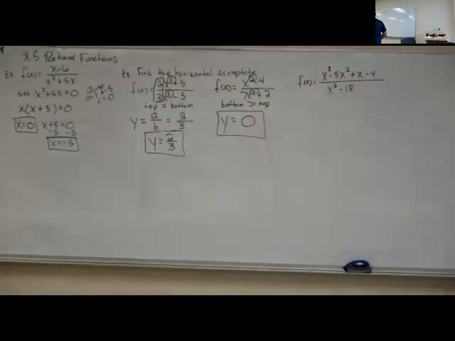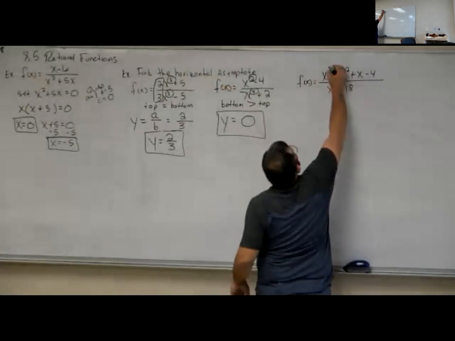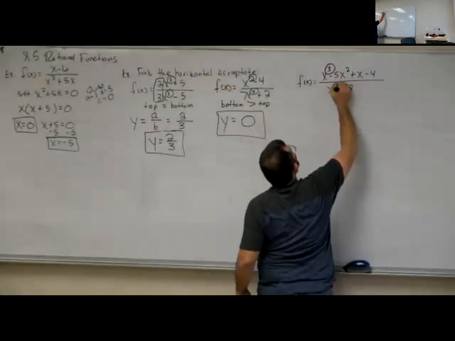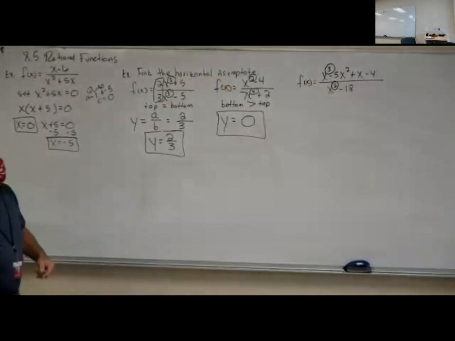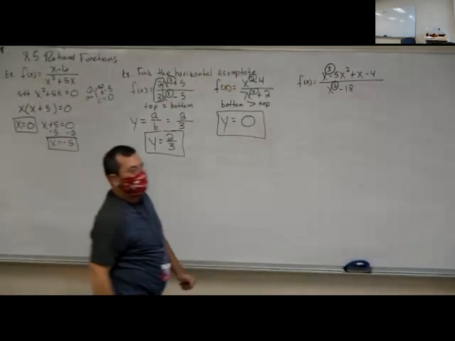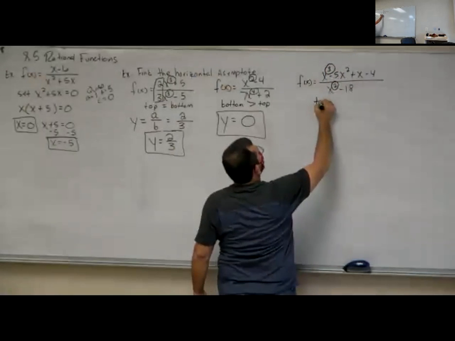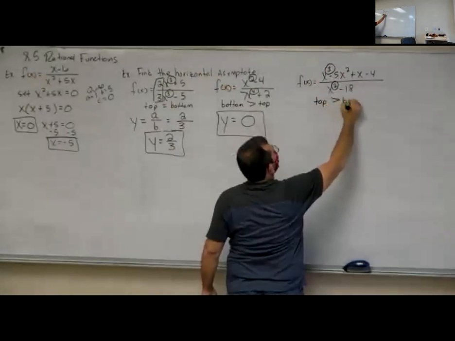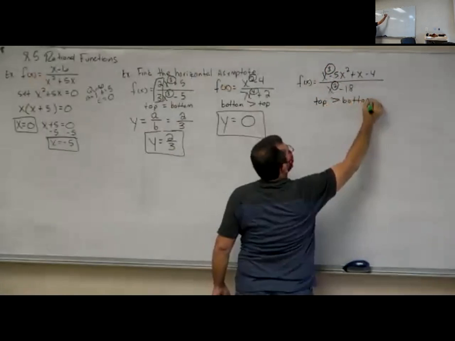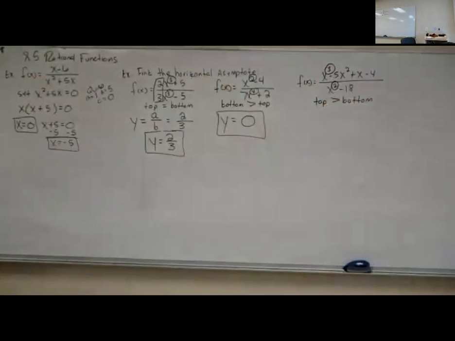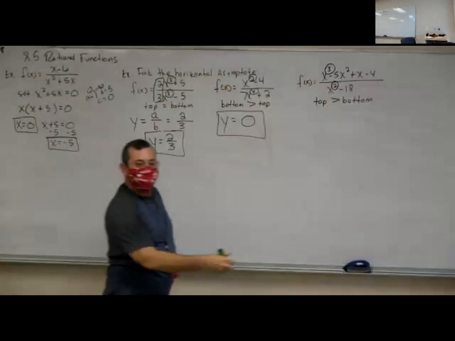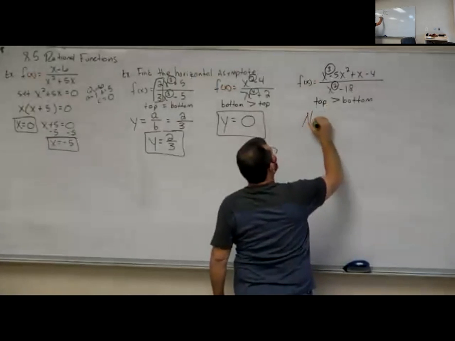So let's see on this one, the top degree is a 3, the bottom degree is a 2. So this time the top is bigger than the bottom. And anytime we said the top was bigger than the bottom, there is no horizontal asymptote.